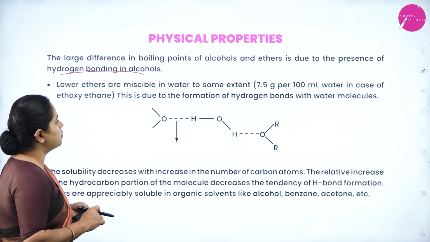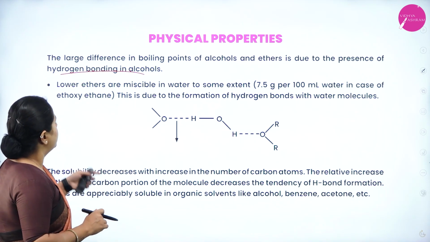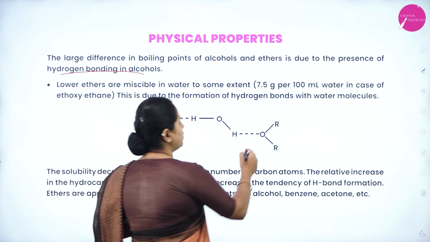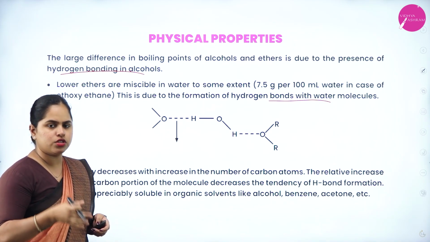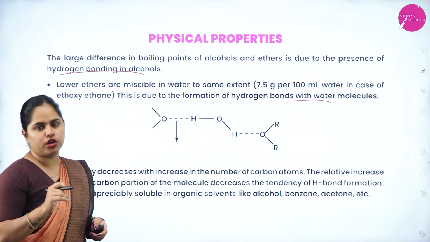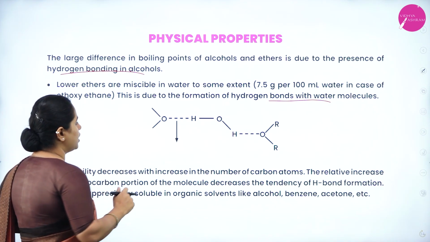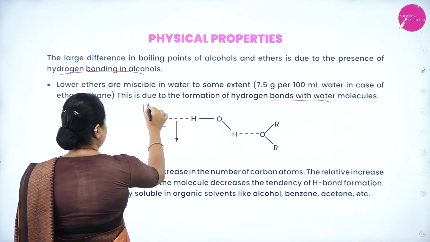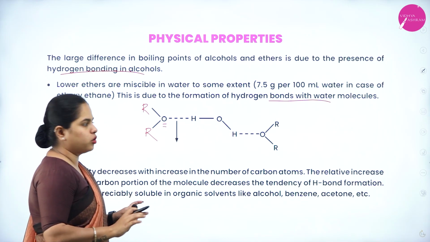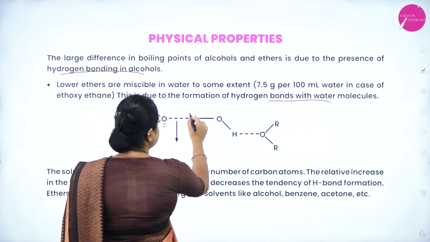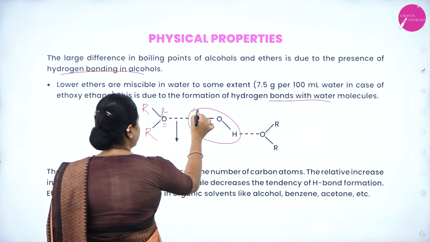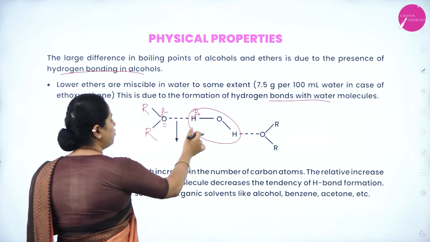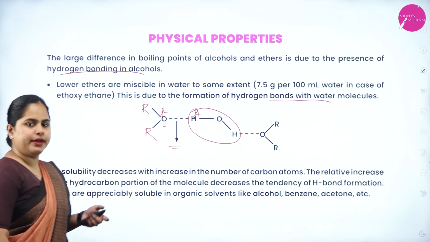Now, lower ethers are miscible in water to some extent. This is due to the formation of hydrogen bonds with water. So ethers also have the tendency to form hydrogen bonds, and they will be slightly soluble in water, not highly soluble. As you can see, this is the oxygen atom, the two alkyl or aryl groups are here, and this is one molecule of water. Oxygen has a partial negative charge, hydrogen a partial positive charge, so they will form an extra bond which is called the hydrogen bond, right?